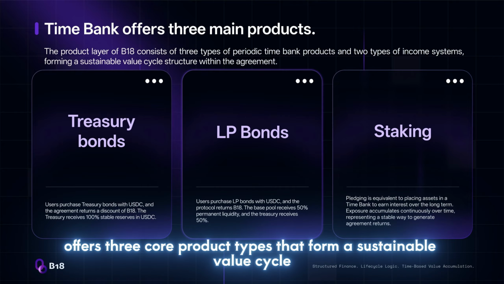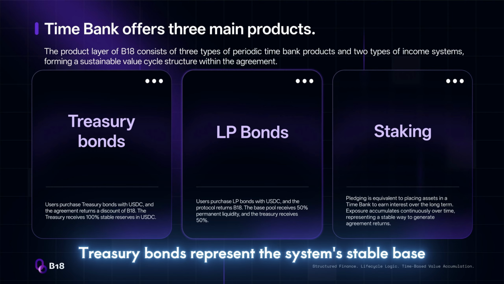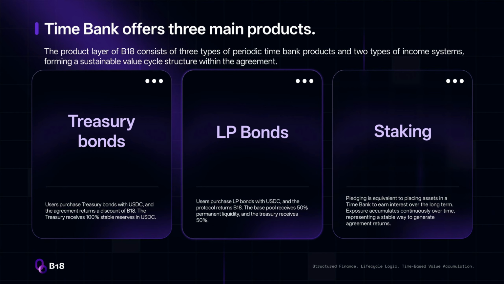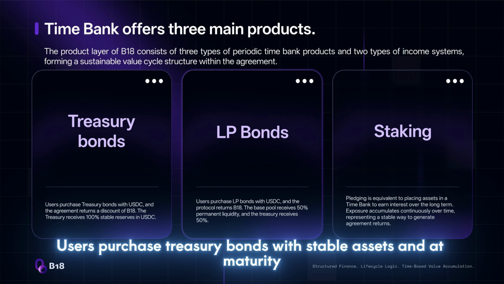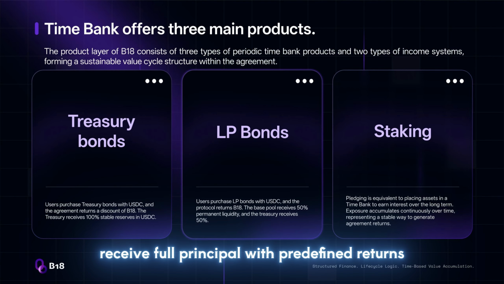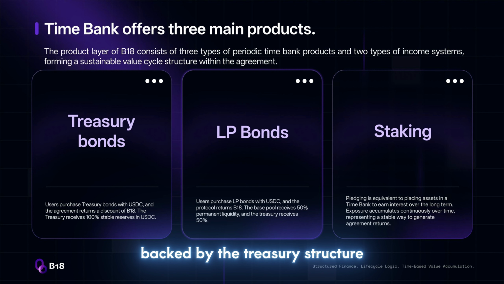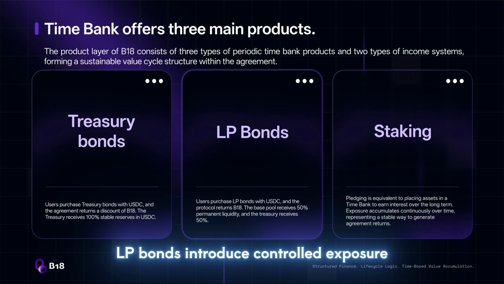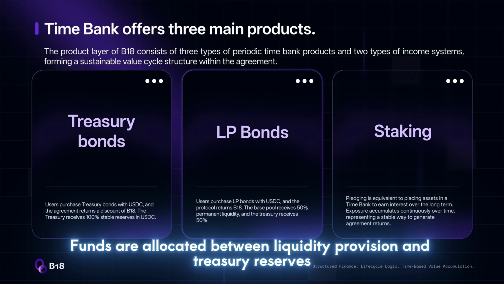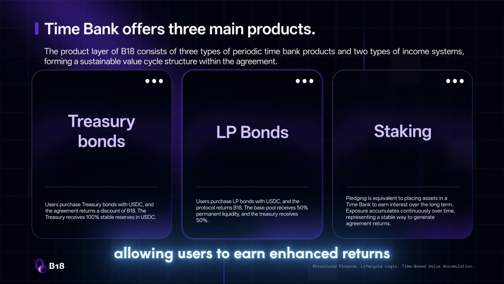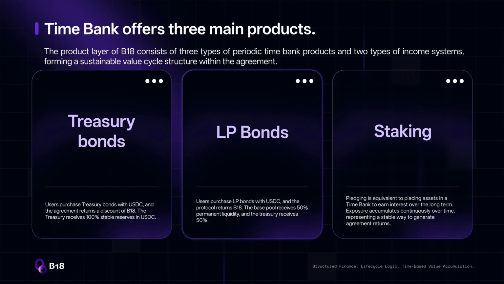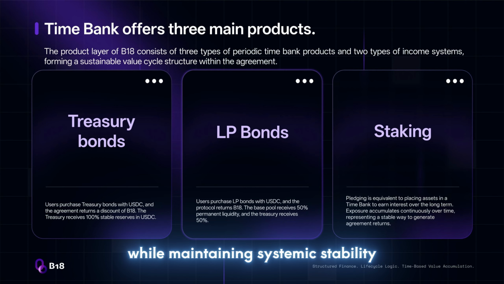B18's Time Bank offers three core product types that form a sustainable value cycle. Treasury bonds represent the system's stable base. Users purchase treasury bonds with stable assets, and at maturity, receive full principal with predefined returns backed by the treasury structure. LP bonds introduce controlled exposure. Funds are allocated between liquidity provision and treasury reserves, allowing users to earn enhanced returns while maintaining systemic stability.